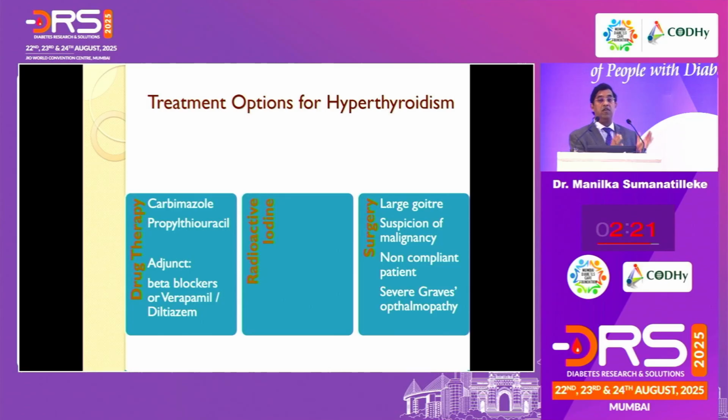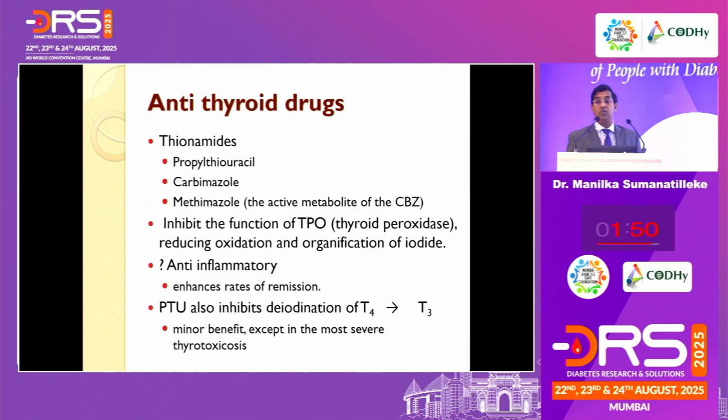It's mainly medical. We have carbimazole, propylthiouracil. I don't know whether you have methimazole in India. And then beta blockers, verapamil or diltiazem would be helpful to control the heart rate initially and the sympathetic overactivity. Then we have radioiodine treatment and surgery for very large goiters, which is suspicious of malignancy, non-compliant patients, severe Graves' disease with ophthalmopathy, and relapse patients after medication, we could think about surgery.